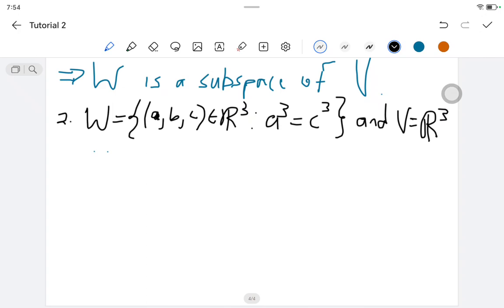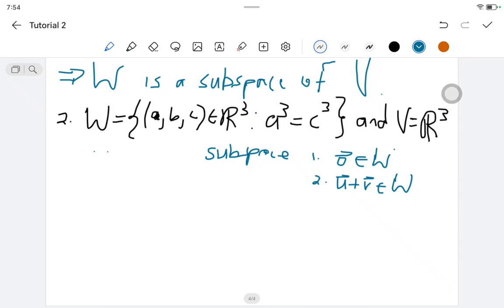Now if we see here, we remember what we need to do. We will need to check if W is a subspace. And if W is a subspace, we need to check if the zero vector is in W. We need to check if addition of two vectors is in W. And we need to check if a scalar multiple of a vector is in W.